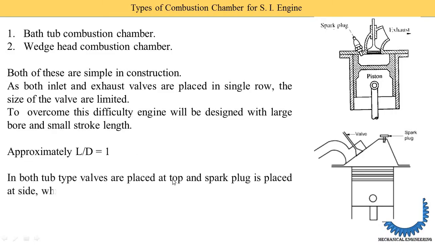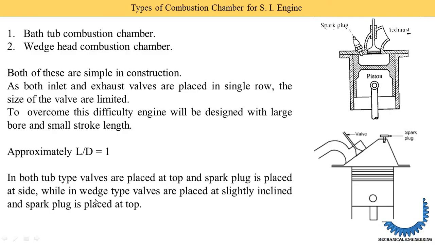In bathtub type, valves are placed at the top and the spark plug is placed at the side, while in a wedge type the valves are placed at the slightly inclined edge and the spark plug is placed at the top. Okay, so in a bathtub here the spark plug is provided on the side, here it is provided on the top, and the valve is provided at a slightly inclined edge surface, here the valve is provided at the center.